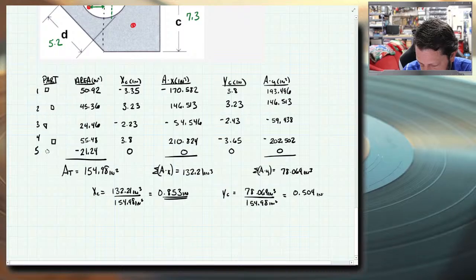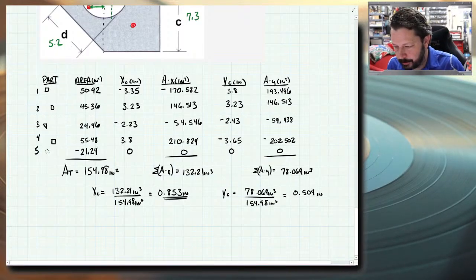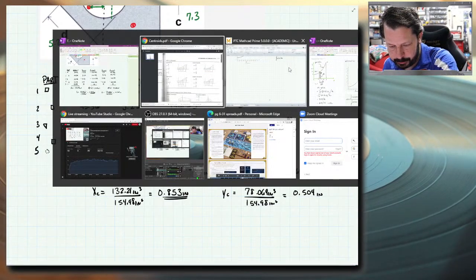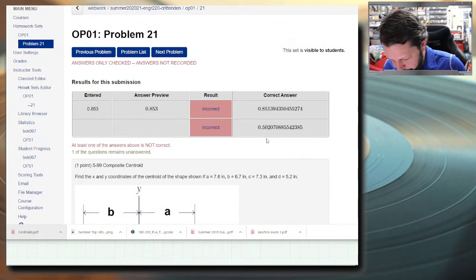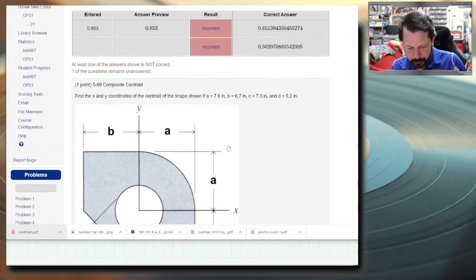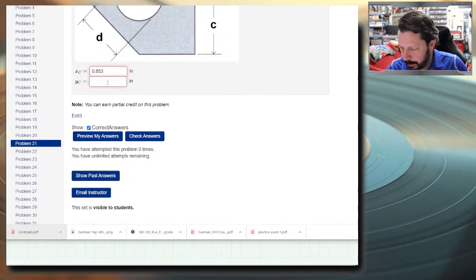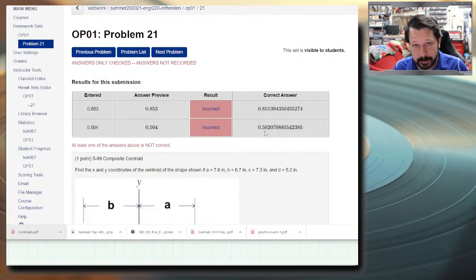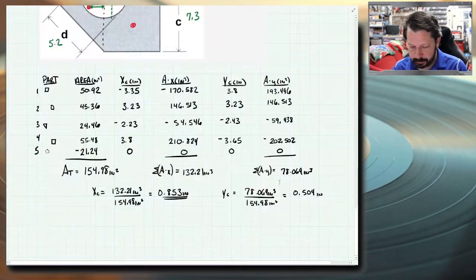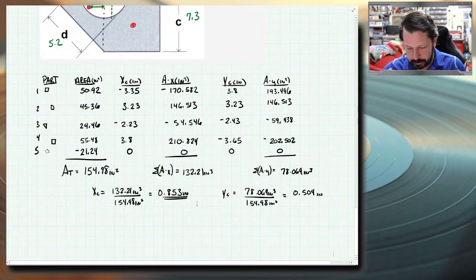0.504 inches. We'll check WebWork just to see what it thinks, but it'll probably tell us we're wrong. It says 0.502, so we were at 0.504. That's probably not going to be close enough for it, but we'll give it a shot. Nope, it really wants the 0.502. So again, off by 0.002 of an inch. Not a big deal in the real world, but in WebWork world, it cares about that.